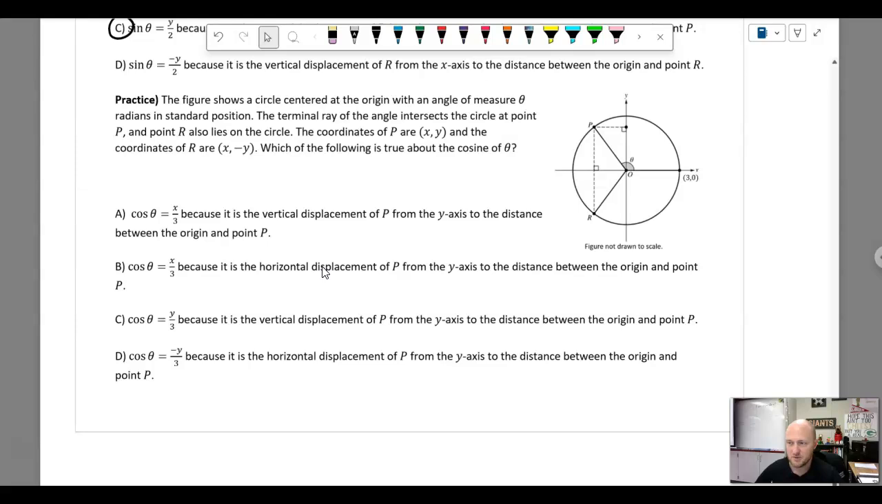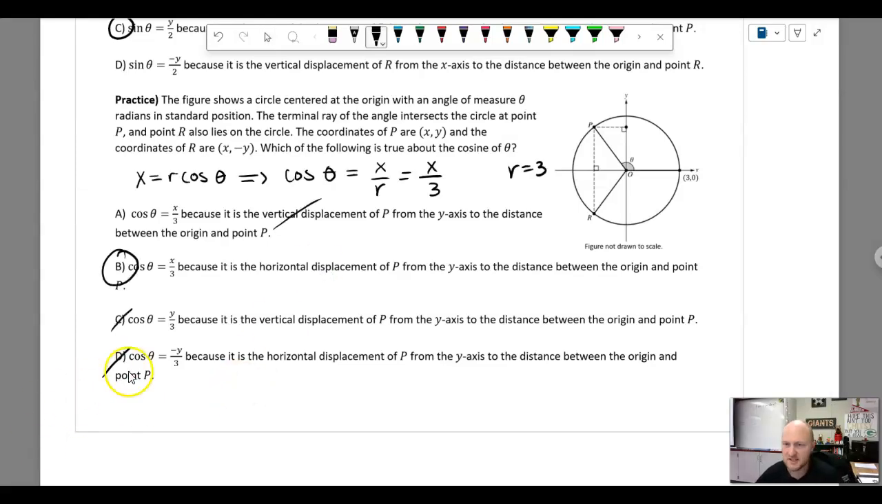All right, practice problem. Pause me. Check your answer here. Okay, on this example, hopefully you got B again. So using the same logic, x equals r cosine theta. So to find cosine theta, I just divide both sides by r, which they give us. r is 3, so x over 3. So we can rule out C and D. And then we have to just look at the differences between A and B. They both say cosine of theta equals x over 3, but one says vertical displacement, one says horizontal displacement.